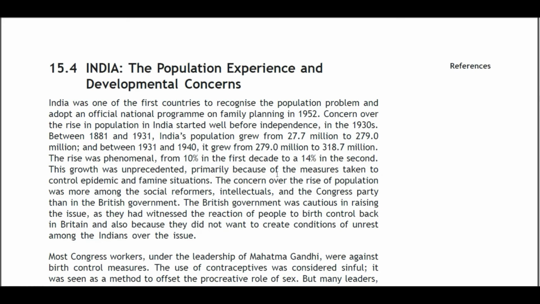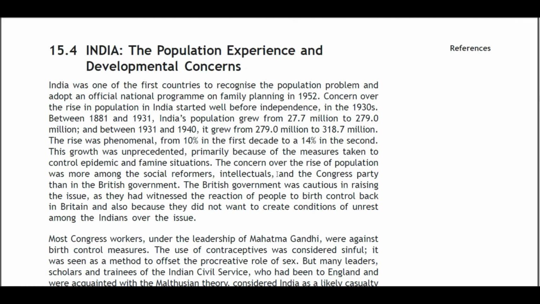15.4 India, the population experience and developmental concerns. India was one of the first countries to recognize the population problem and adopt an official national program on family planning in 1952. Concern over the rise in population in India started well before independence.